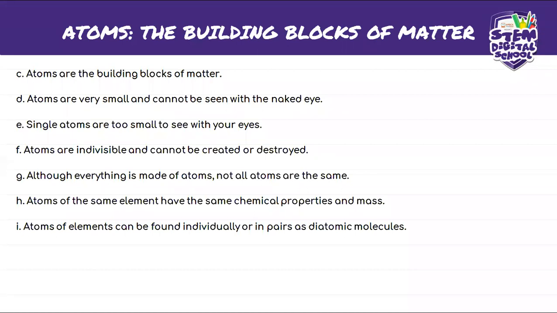Although everything is made up of atoms, not all atoms are the same. So, for example, the atoms of hydrogen are different from the atoms of what? Sodium. Or let me say, the atoms of hydrogen are different from the atoms of what? Helium. Okay. Atoms of elements can be found individually or in pairs as diatomic molecules.